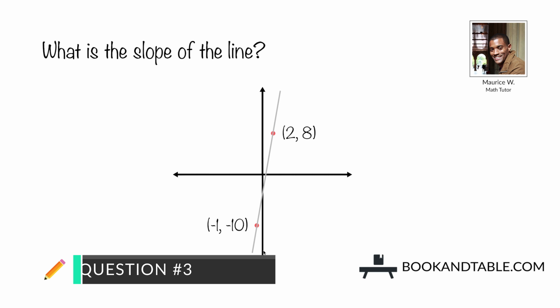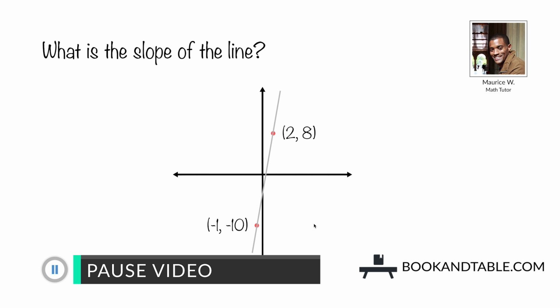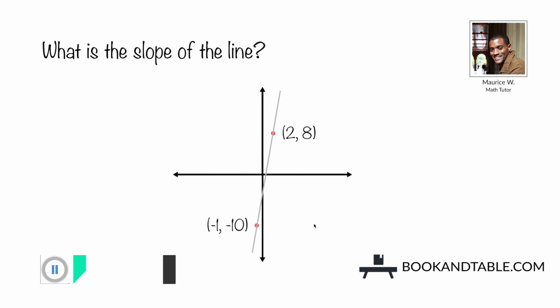Question number 3. What is the slope of the line? The first point is -1, -10. The second point is 2, +8. Pause the video, answer this question, and then press play when you are ready to begin.